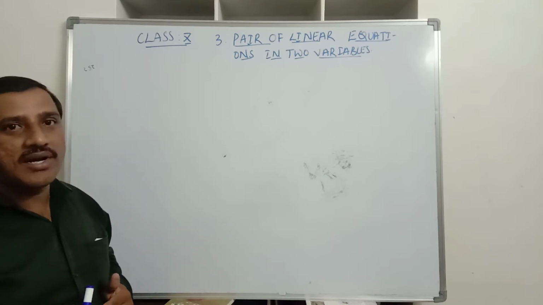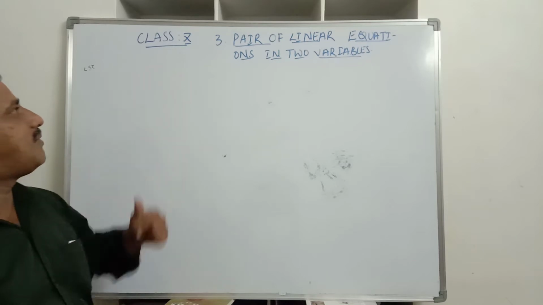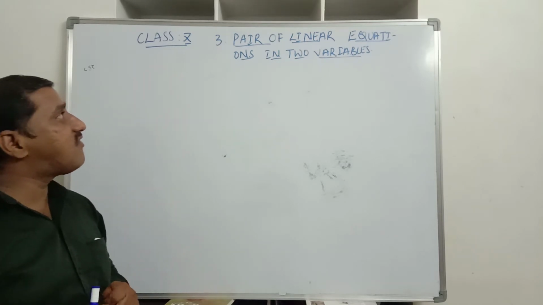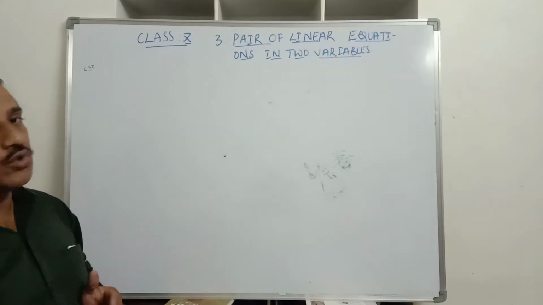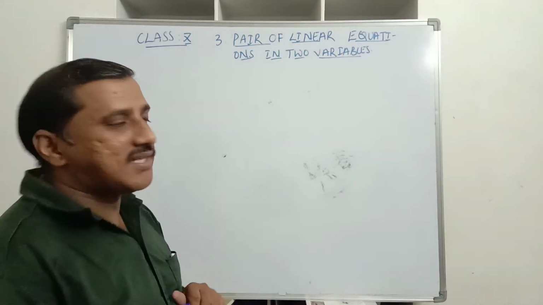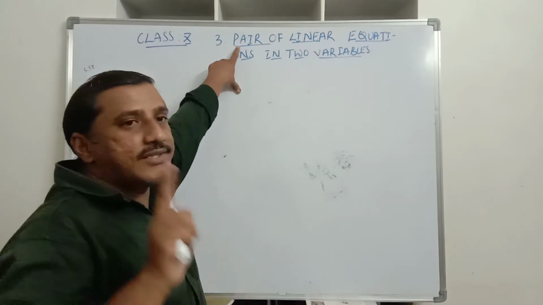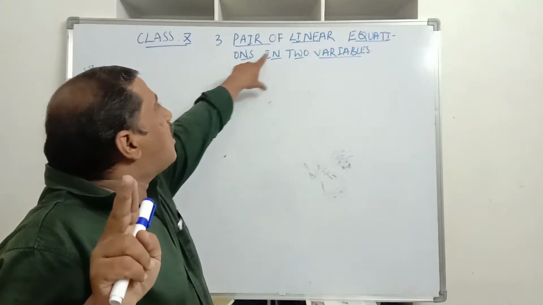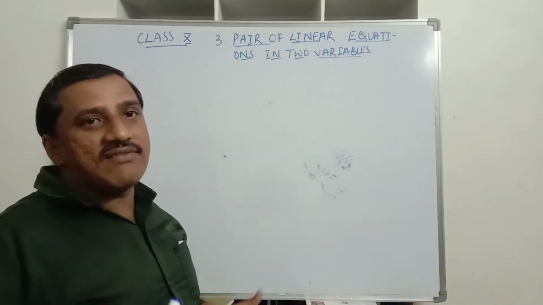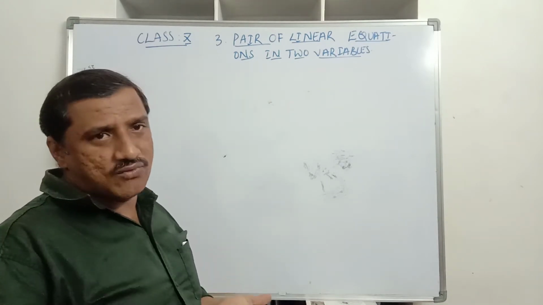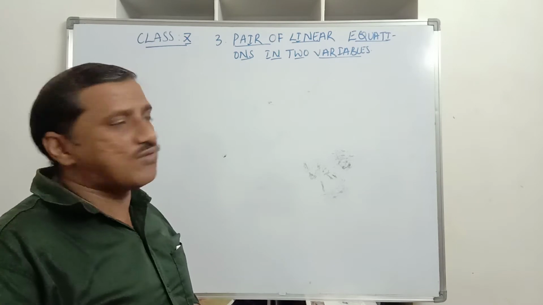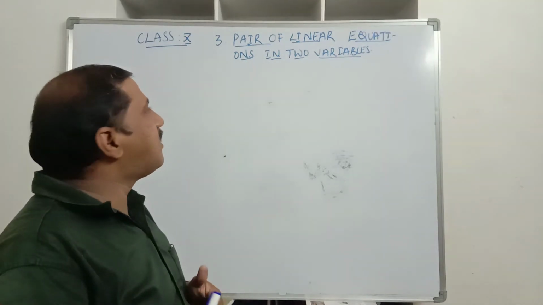Now today we are going to discuss a new chapter, that is the third chapter, pair of linear equations in two variables. See the meaning of this chapter. Pair means two. Linear equations: what is a linear equation? An equation whose degree is 1. Such equations are known as linear equations.